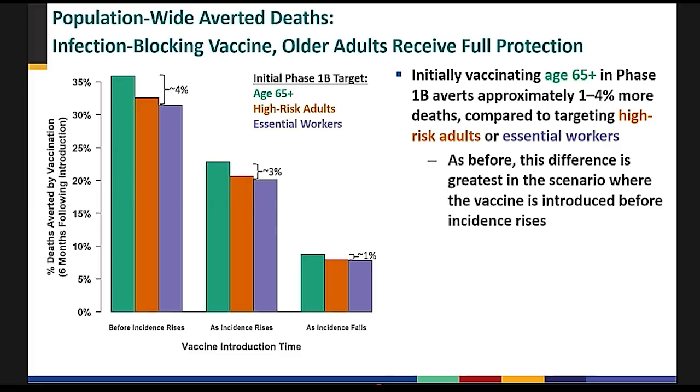The bracket now represents the difference in the averted percentage by allocating those initial phase 1B doses to those age 65 plus compared to essential workers. These results indicate that if the goal is to avert more deaths, then initially vaccinating adults age 65 plus in phase 1B averts approximately 1 to 4% more deaths compared to targeting high-risk adults or essential workers.